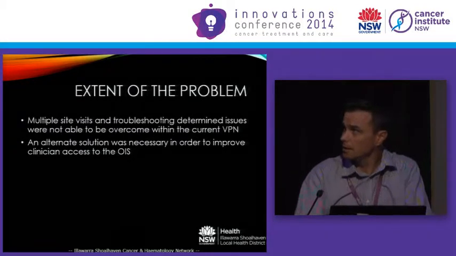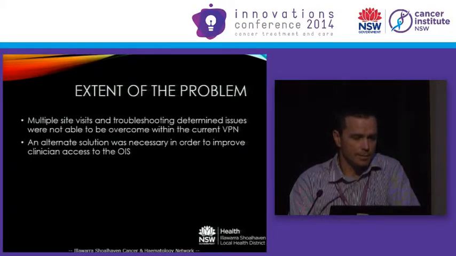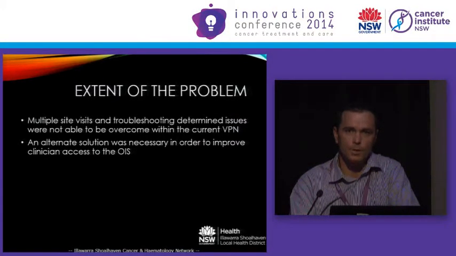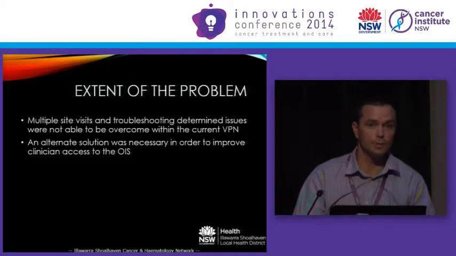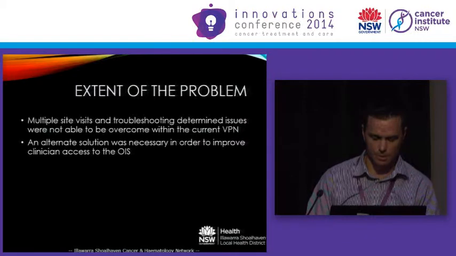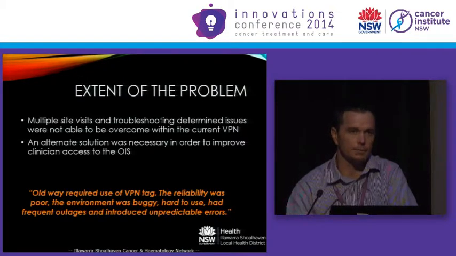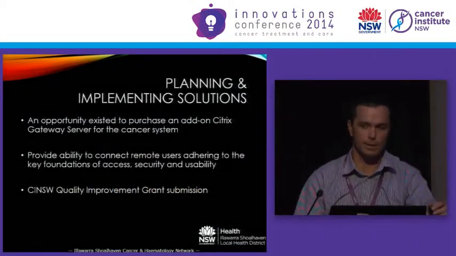So after conducting months' worth of site visits to the private practice and remote locations, it became explicitly clear that the problems weren't able to be overcome within the current ICT-provided virtual private network arrangement at the local health district. And definitely an alternate solution was necessary to try and improve clinician access to our oncology information system. Via a VPN tag, poor reliability like I spoke about, buggy environment, and unpredictable errors. Not the type of environment you want to be providing your clinicians when they're trying to access your clinical systems.